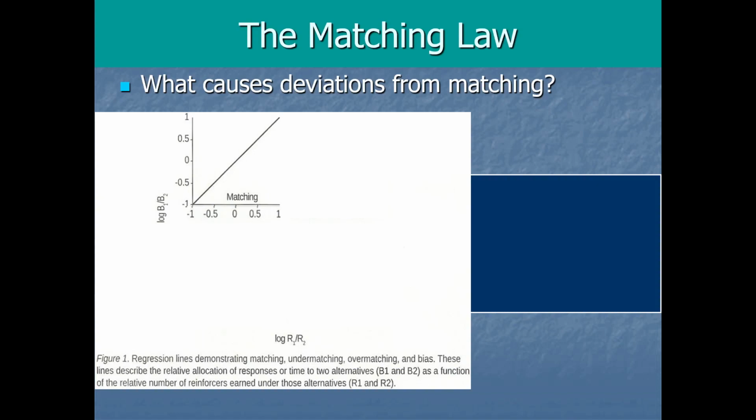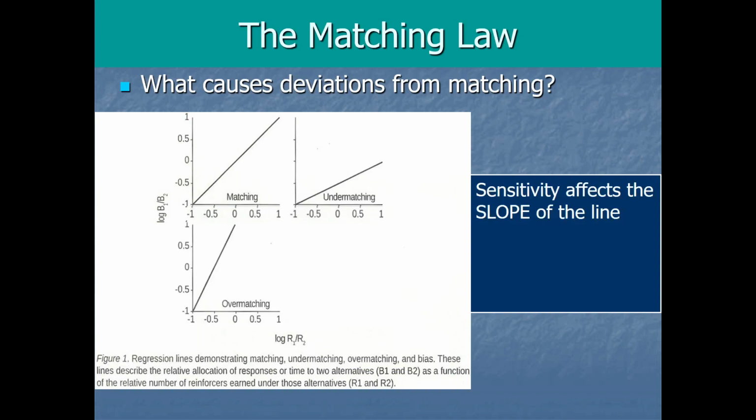So the point is, if our behavior did exactly match the relative rate of reinforcement, it would be right on this line going up and to the right at a 45-degree angle. So that's if matching was perfect. You could think of sensitivity then as affecting the slope of the line, the angle of the line. In other words, their behavior doesn't keep up with the difference in reinforcement. That'd be undermatching. Or their behavior overshoots the difference in reinforcement, and that would be overmatching.